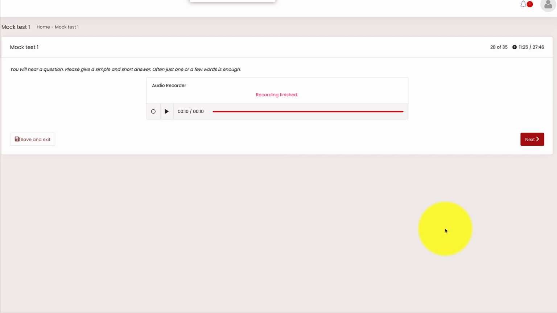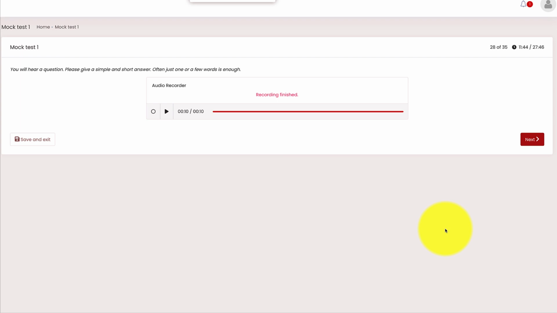After that, you do repeat sentence, where you repeat a sentence exactly as you hear it. Depending on how well you do it, you get points, and you get around 10 to 12 questions of repeat sentence. Repeat sentence is a test of listening and speaking because you listen to a sentence and then you speak.